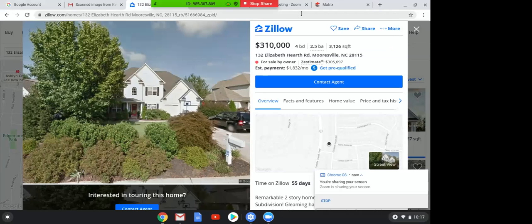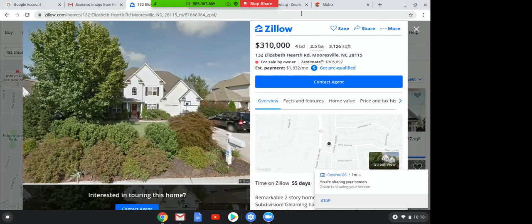Hi, I'm calling about your home on Elizabeth Hearth Road. Is that property still available? And are you asking $310? And they say, yes, it is. My name is Rob Pettit with Keller Williams. And if I can net you what you're looking to make using our services, would that interest you? My goal right now is to make an appointment.